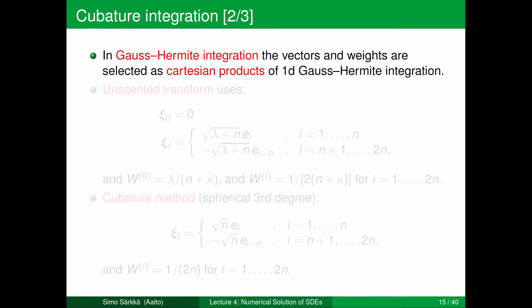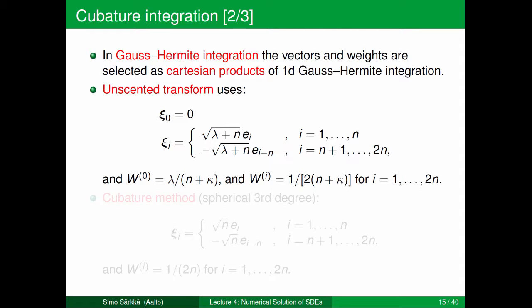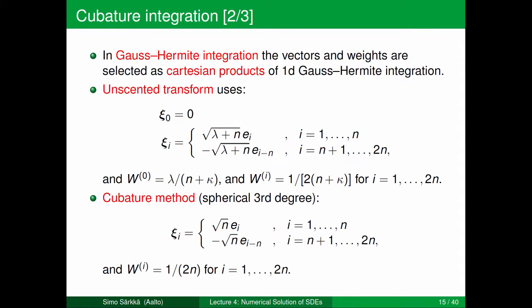These vectors xi_i are determined by the integration rule. In Gauss-Hermite integration, the vectors and weights are selected as Cartesian products of the one-dimensional Gauss-Hermite integration, whereas the unscented transform, which arises in filtering theory, uses these xi_i's. So xi_0 is 0, and the xi_i's are in the directions of the coordinate axes like this. The weights are selected so that we get up to third order polynomials right with the integration rule. The cubature method is a special case of the unscented transform rule, which uses weights like this. So lambda is set to 0.